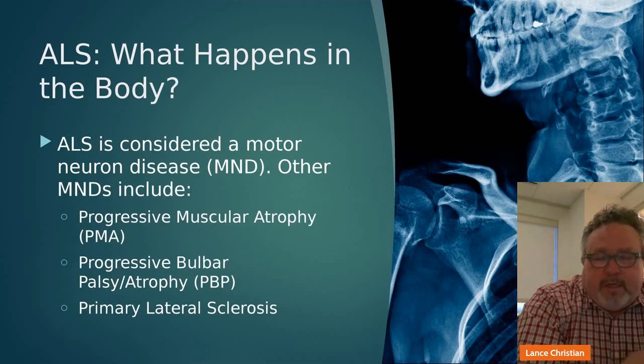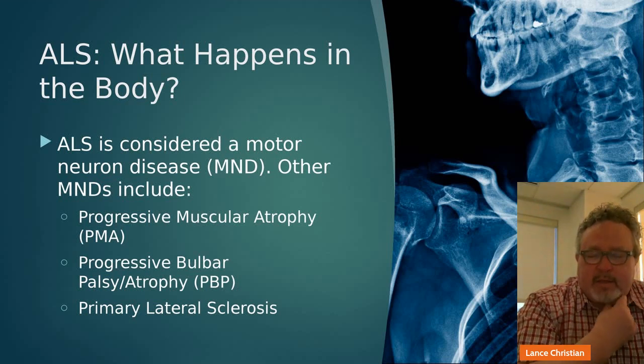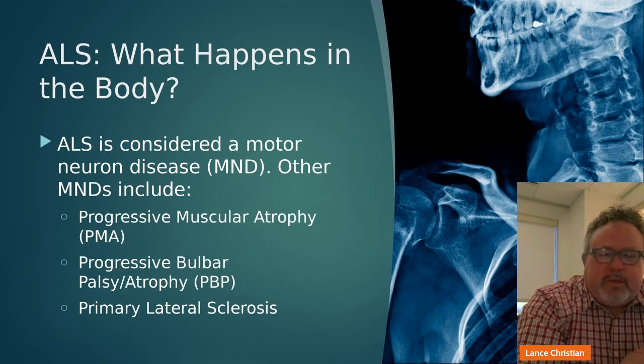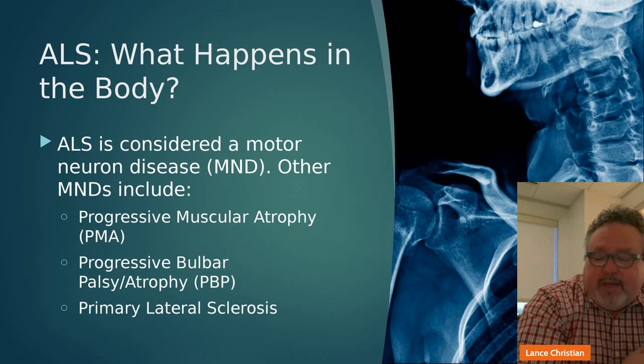Progressive bulbar palsy or atrophy are really nerves that are connected to the mouth and the palate. And so some of the symptoms people might experience with this form of onset are related to dysarthria, so slurred speech, dysphagia, swallowing problems, or maybe a hoarseness or a nasally voice.